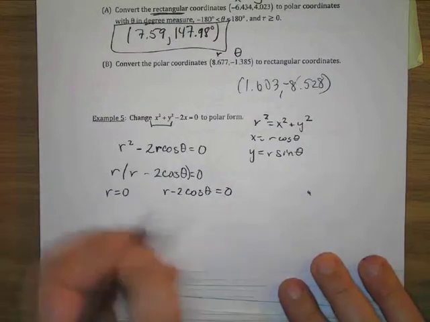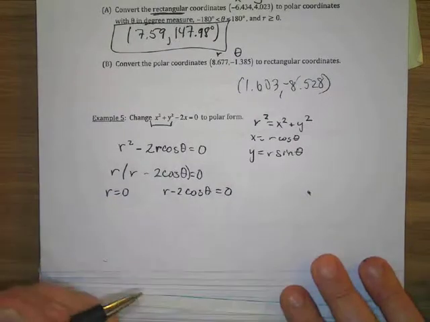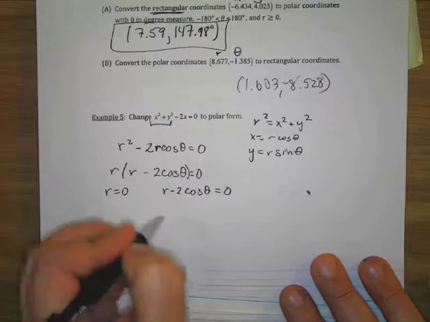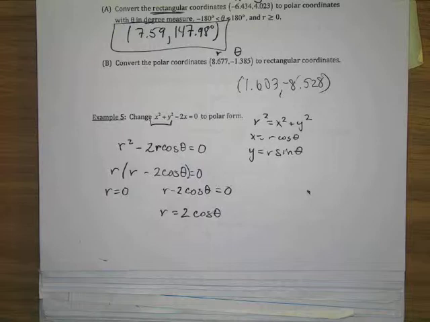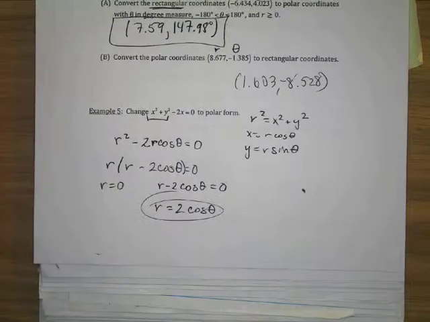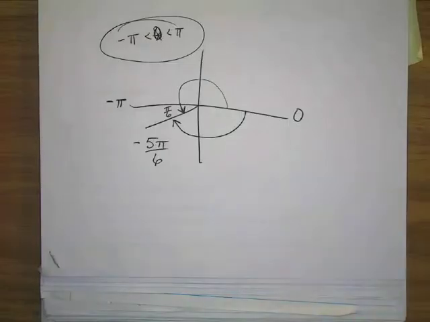And this one, we're going to solve for r. What would we do? Add 2 cosine. And we'll learn what graph this would make tomorrow. But that would be our answer. Oh, we got a few more of these.